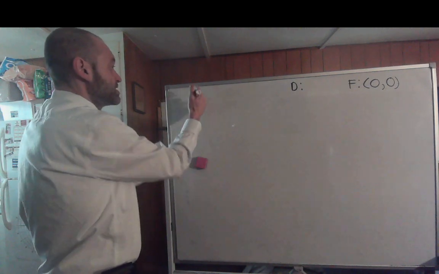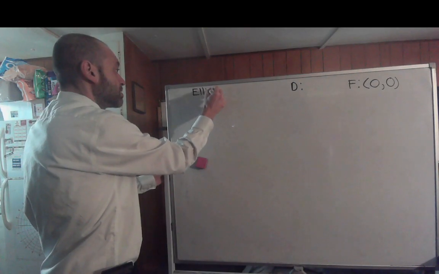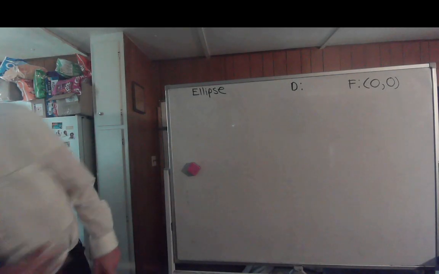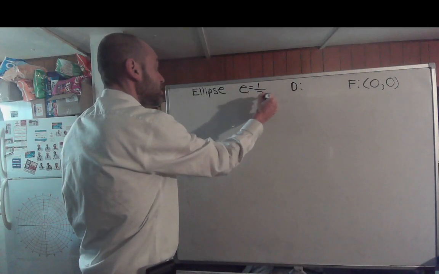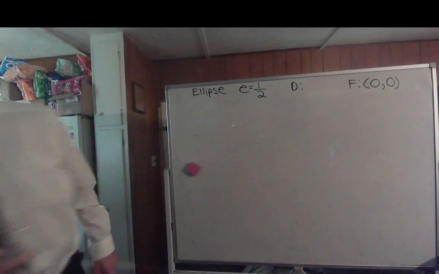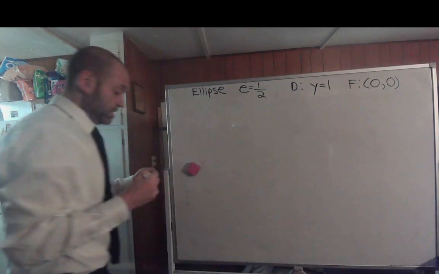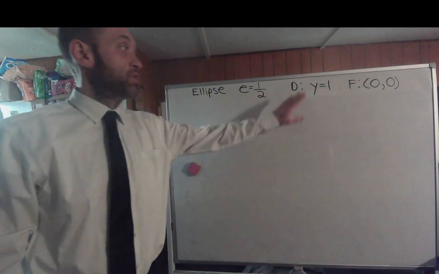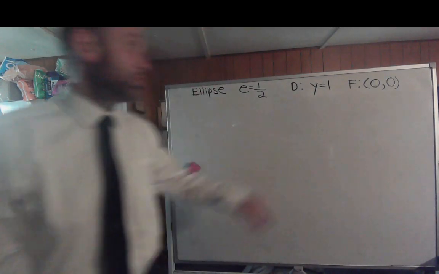Alright, so we are dealing now with an ellipse where the eccentricity is 1/2. The directrix is at y equals 1. So we have an ellipse with eccentricity of 1/2. The directrix is at y equals 1. The focus is at 0, 0 at the pole.